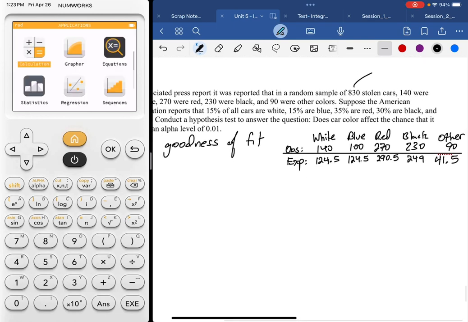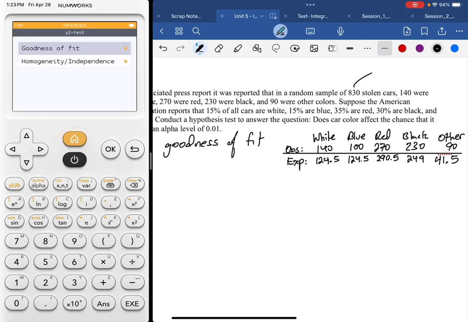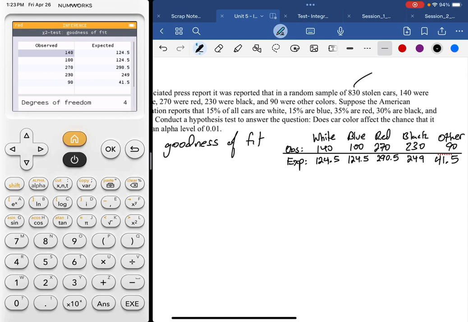All right. So get back in here. Degrees of freedom, it says that there's 4. Degrees of freedom in this context is K minus 1. K is the number of categories.